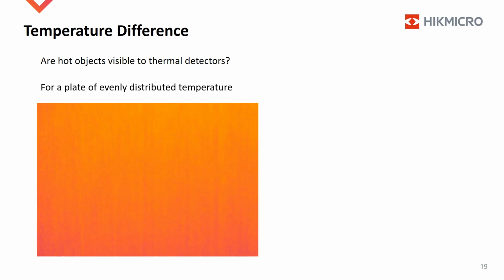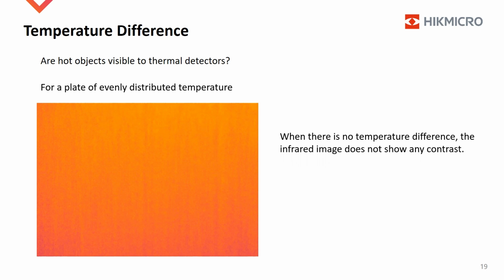For a plate of evenly distributed temperature, what does it look like in thermal detectors? Thermal detectors sense temperature difference. When there is no temperature difference, the infrared image does not show any contrast.